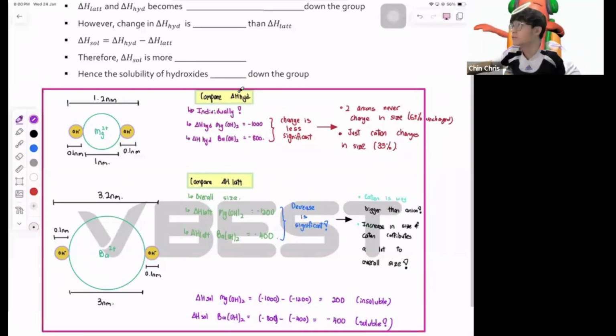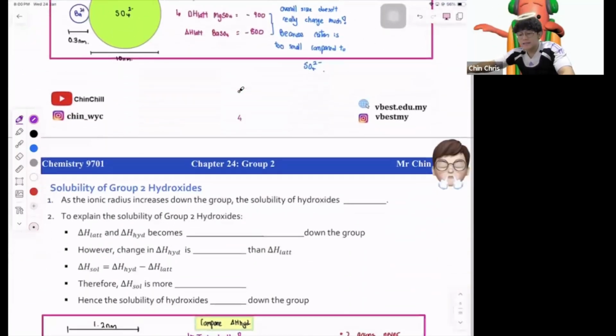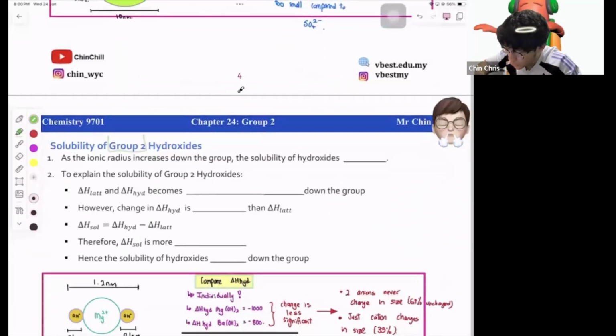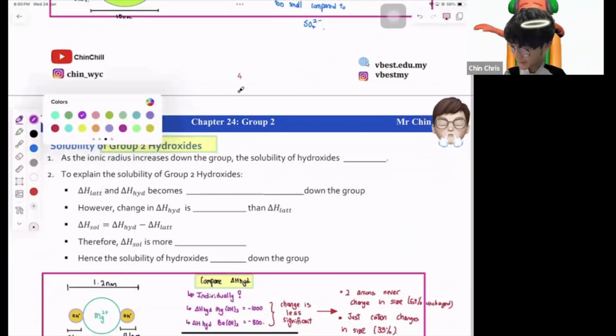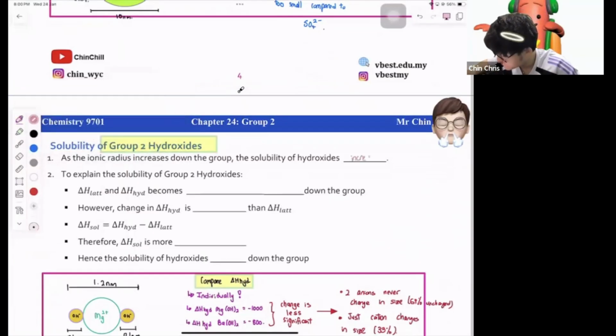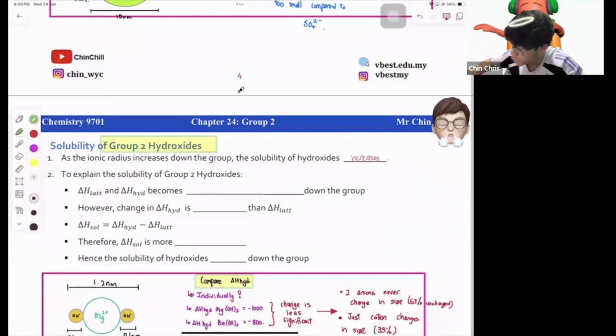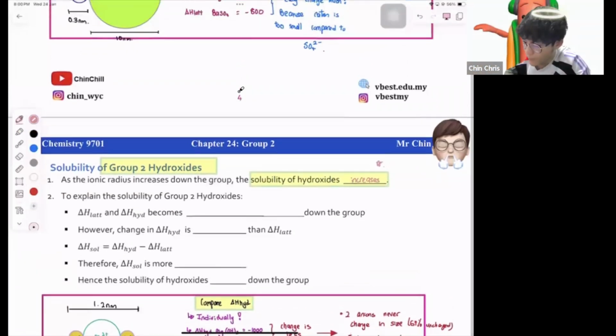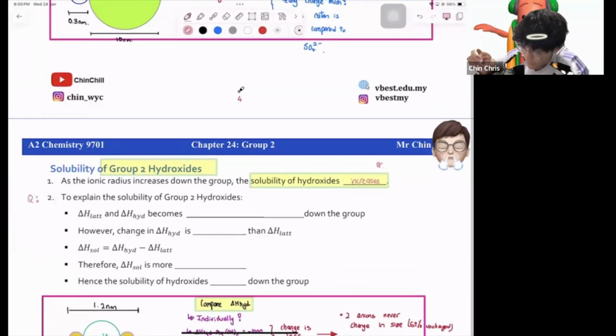Alright guys, now let's look at the explanation. To explain this entire group 2 hydroxide, very simple. As the ionic radius increases down the group, the solubility of the hydroxide increases this time. Highlight this part, increases. This is your 4 marks question. This entire part can be a 3 marks question in the exam.